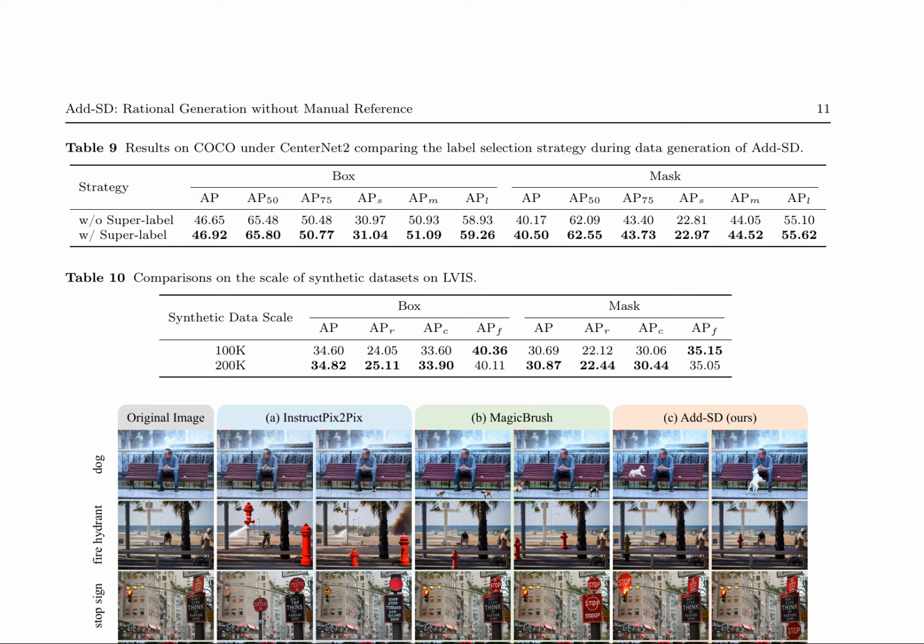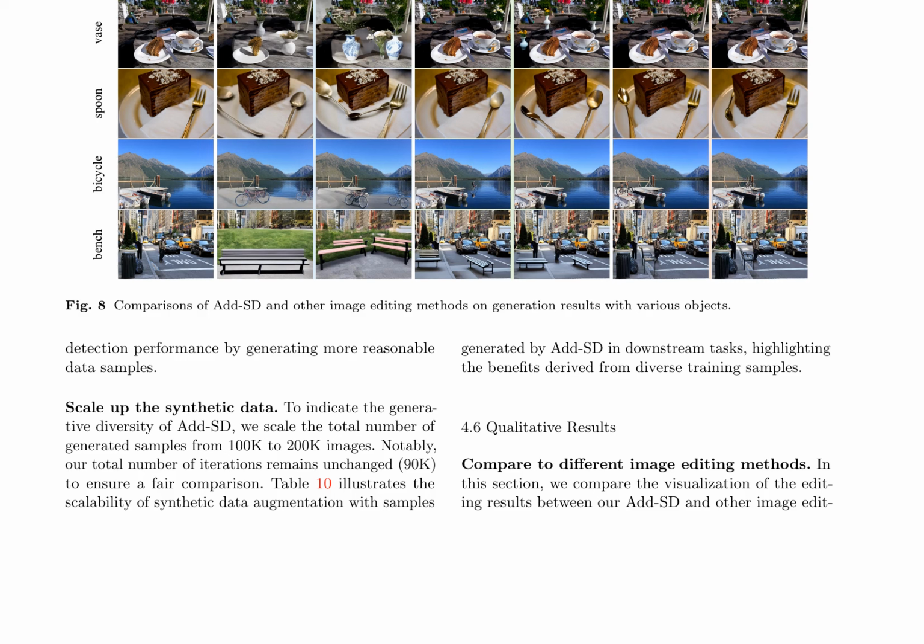Table 9 presents the results on COCO under CenterNet2, comparing the label selection strategy during data generation of ADSD. The results show that ADSD achieves competitive performance with and without superlabels. Table 10 illustrates the scalability of synthetic data augmentation with samples generated by ADSD in downstream tasks, highlighting the benefits derived from diverse training samples.